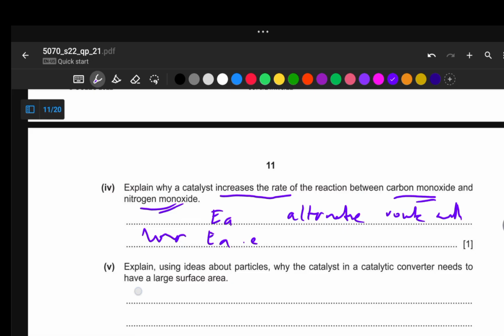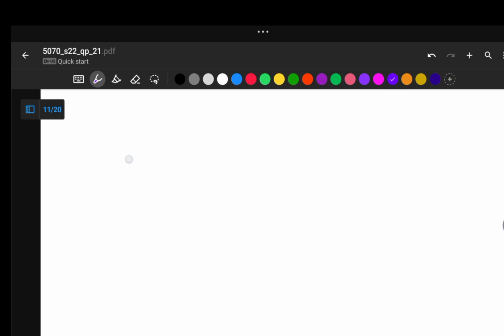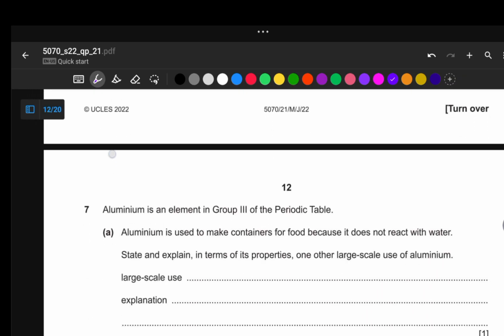So we are going to increase the contact points, right? We are going to have an increment in the contact points by increasing surface area, and thereby we are going to have an increase in the rate of collisions, and we are also going to increase effective collisions, thereby increasing the rate of the reaction. As simple as that. And then we can now proceed to the next part, which is number 7.